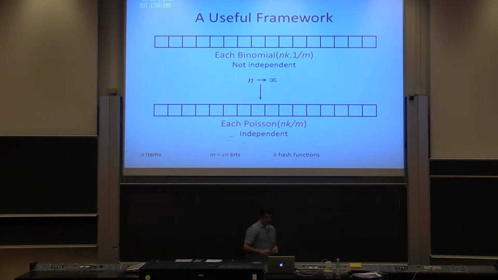On the other hand, if n and m are going to infinity together, so that the average number of things in each bucket is a constant, then as n and m go to infinity, the number of things in each location does converge to a Poisson random variable with mean nk over m, that can be treated as independent. In fact, it turns out the only dependency is what I just said before, that the sum of these things is supposed to be equal to n times k. And if we treat these things as independent, that's the right framework, the right way of thinking about it. And then you can go back and correct for the fact that these things are supposed to sum up to nk at the end.